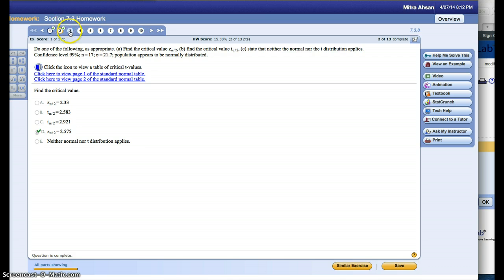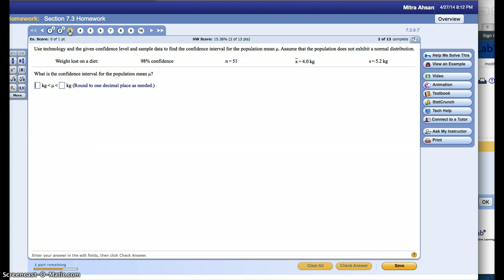Okay, so let's see what we can do for number 3. For number 3, we want to find confidence interval. And again, this is for mean, and we have to see, well, which do we have, sigma or we don't. In this case, they have given us all the information: 98% confidence level, n is 51, x bar is 4.0 kilogram, and s is equal to 5.2 kilogram.